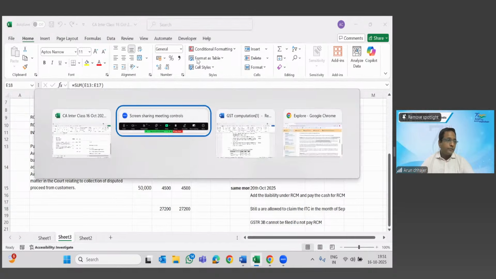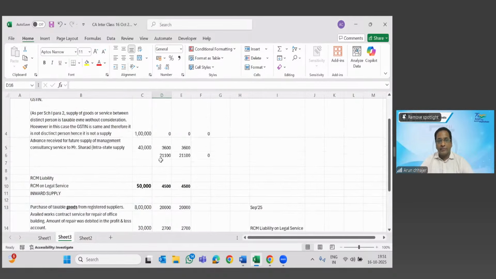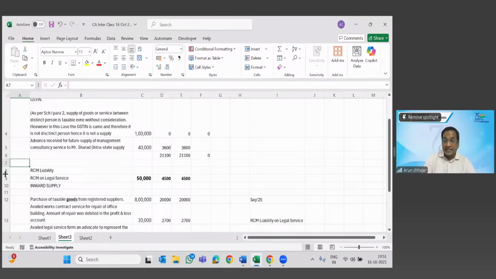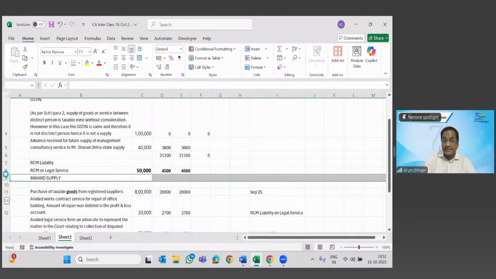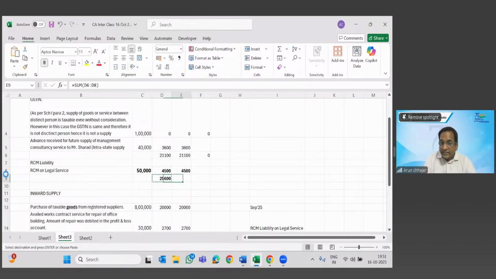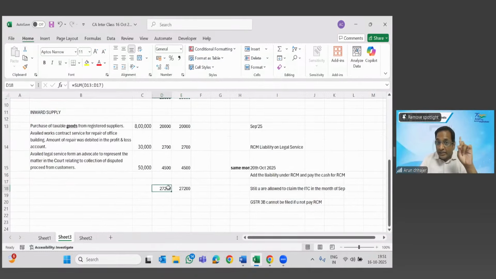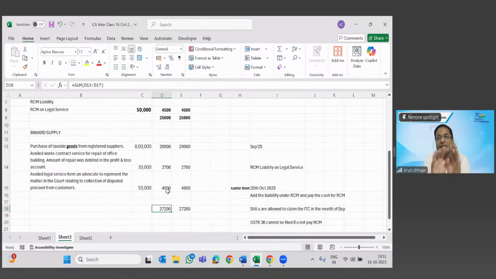So this question is very simple. Can I say that because the liability is 21,100? Please confirm my statement. I can say that because the liability in this case is 25,600 and this person has the ITC of 27,200, therefore nothing is to be paid in cash. Can I say this? Nothing is to be paid in cash.